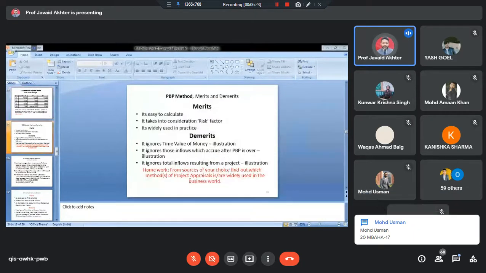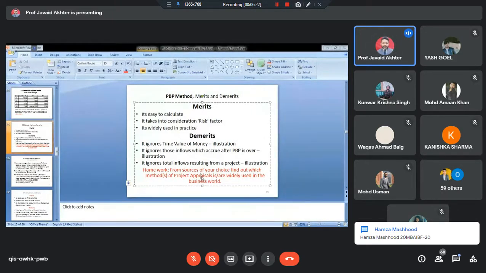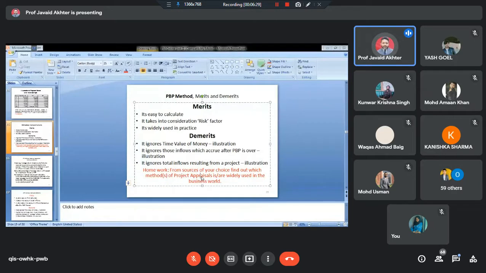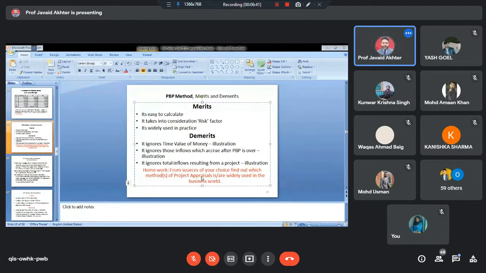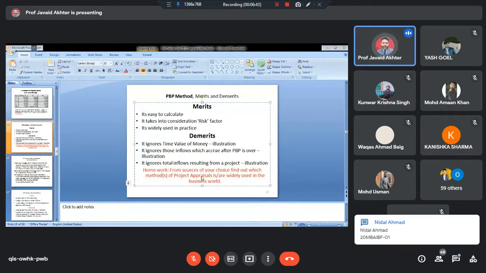So what you are expected to do, I'll post it in the classroom: from sources of your choice, find out which method or methods of project appraisal are widely used. Although this method suffers from several limitations, still it is used in practice. Once you scan the information, you will be able to find out.